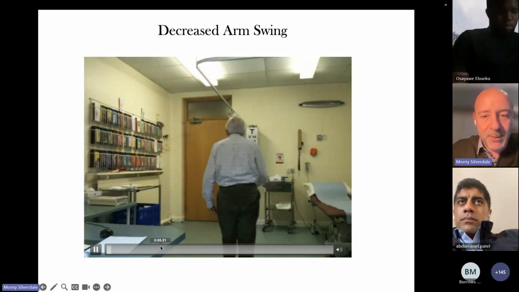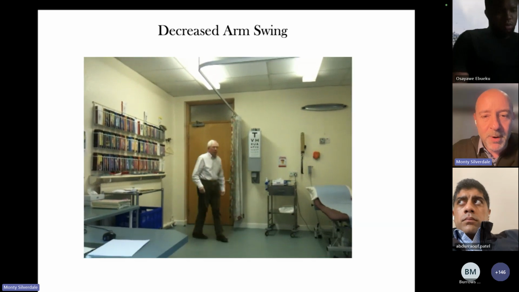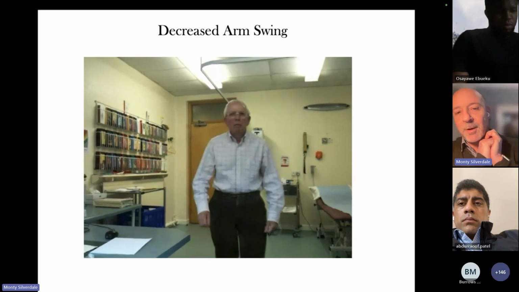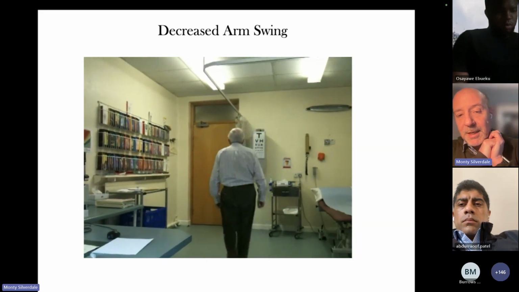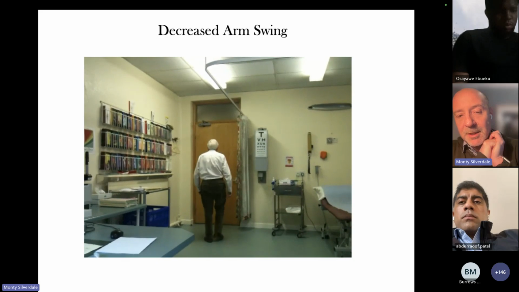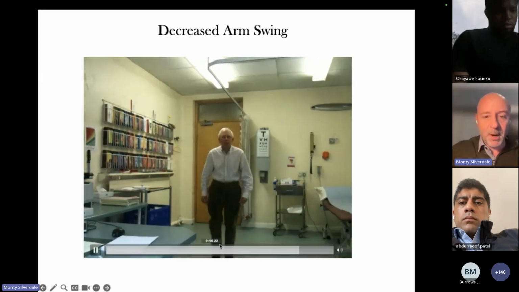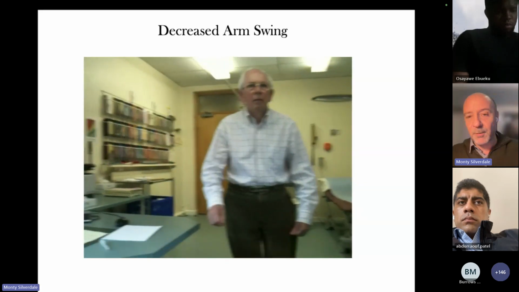But this room's quite big, and we can see quite clearly that his right arm is swinging well and his left arm is not swinging. And if you look closely, you can see he's got a bit of a resting tremor in his left arm. But otherwise, gait's normal. He doesn't have any hesitancy or shuffling or freezing or anything like that. His gait's pretty good, apart from the fact that he doesn't swing one arm. So that would be what you'd see in the early stages of Parkinson's.